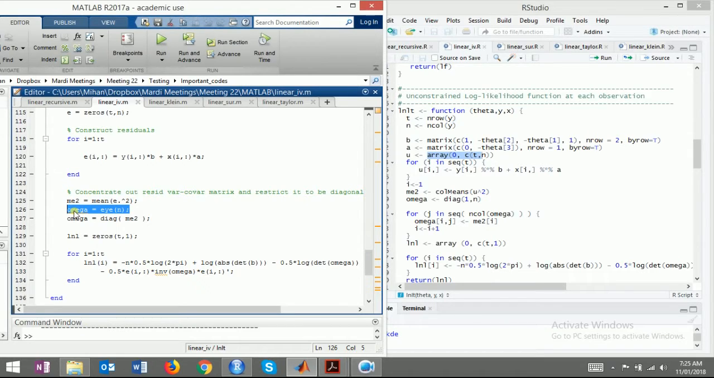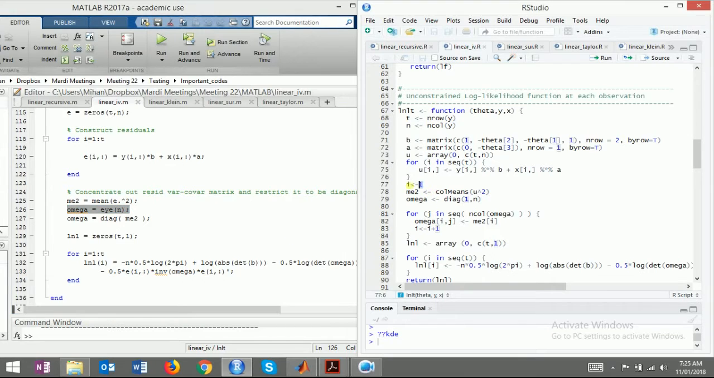What is the use of these? I'm not sure. We'll see. Column means, col mean. Oh, this is just the column mean. This is the mean of the column. U square, here E square. Omega is the diagonal, 1 up to n, which is the diagonal of the mean of the squared residual columns. And then the log likelihood function. We're familiar with this already.